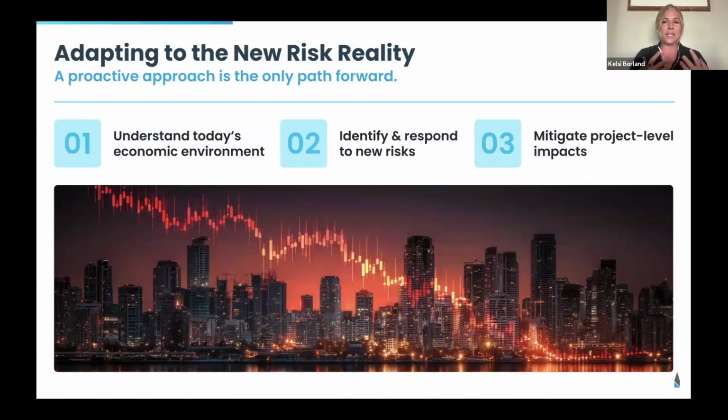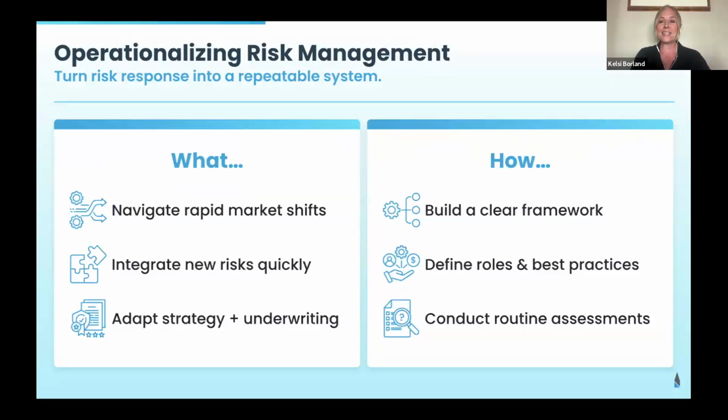And a lot of that is really just understanding the current economic environment that we're in, being able to understand the risks, respond to those risks in a strategic way, and then mitigate the impact of those risks. This is how we can adjust and still be active in the new market, and absorb some of these risks into new project profitability and investment profitability and carve that path forward. This is what we've called operationalizing risk management, which is really just creating a response system internally that can respond to those risks.